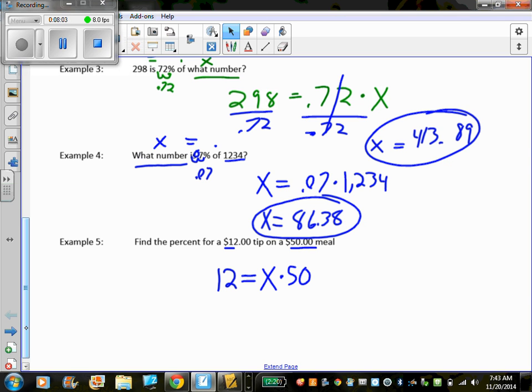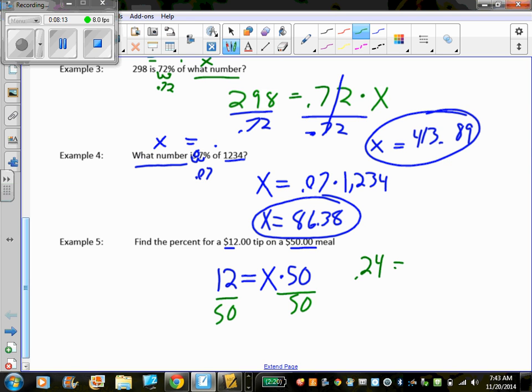We need to get the x by itself. Divide by 50. Divide by 50. 12 divided by 50 gives us 0.24. Remember, that's the decimal. We need the percent. So to get the percent, we move the decimal place 2 to the right. Gives us 24%. That is a nice tip.